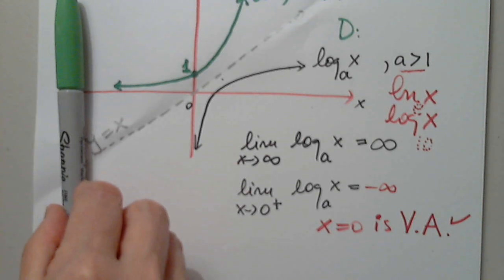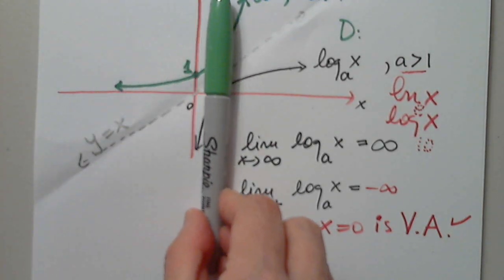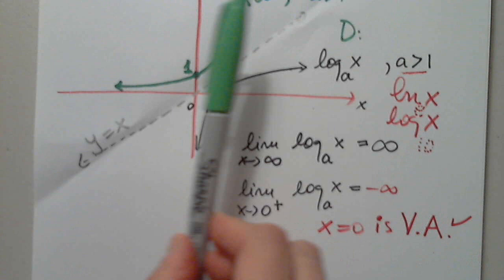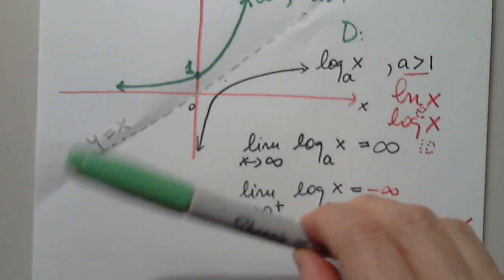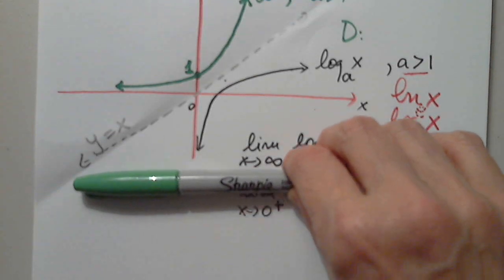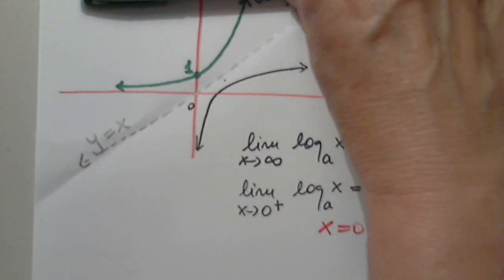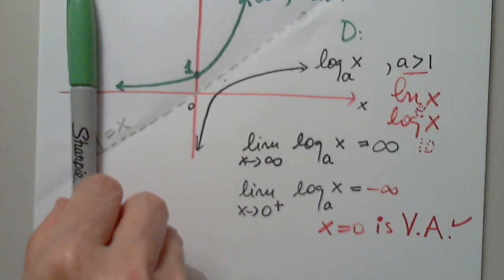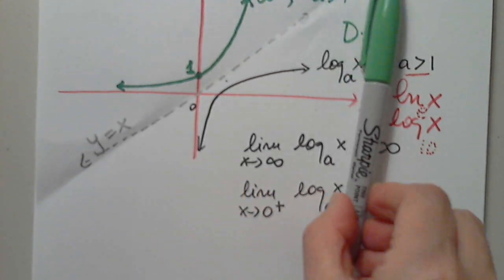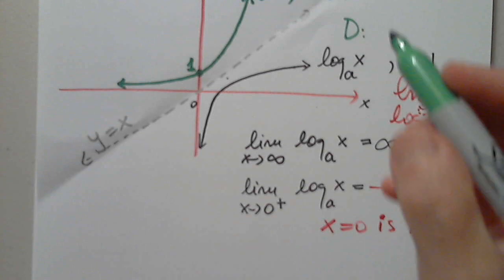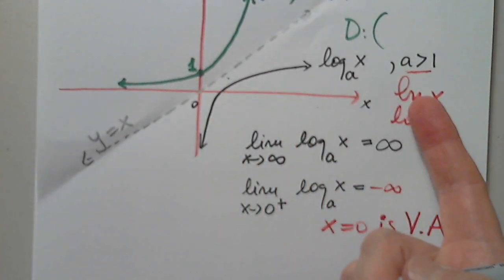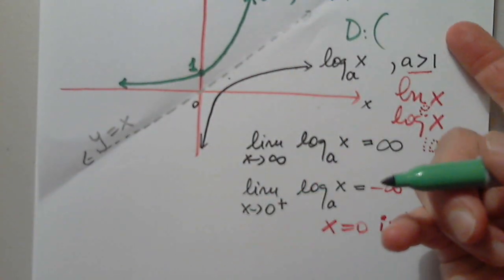Domain is read on the x-axis. Range is read on the y-axis. So we want to read from the x-axis. Is it between 0 and 1? Thank you. 0 and infinity, right? 0 and infinity.